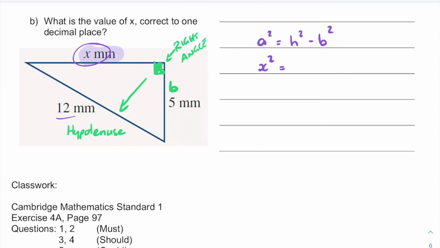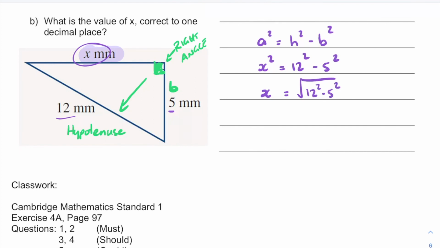Hypotenuse, well that's 12 millimetres. So 12 squared. Our other side is 5. So it's 12 squared minus 5 squared. Okay. Again, same deal as before. Let's find the square roots of things. So we have x instead of x squared. And then we're going to have the square root of 12 squared minus 5 squared.